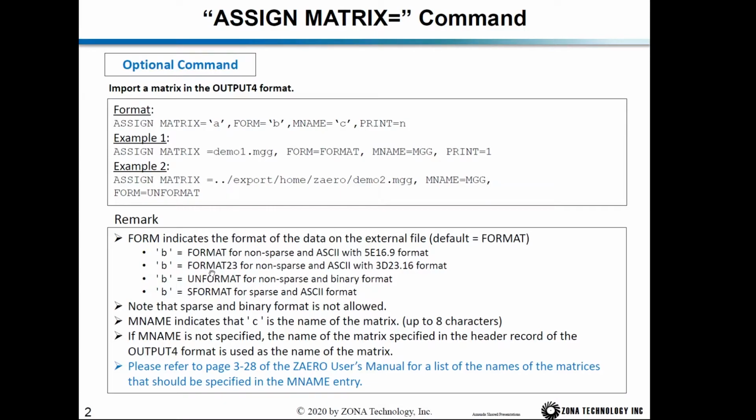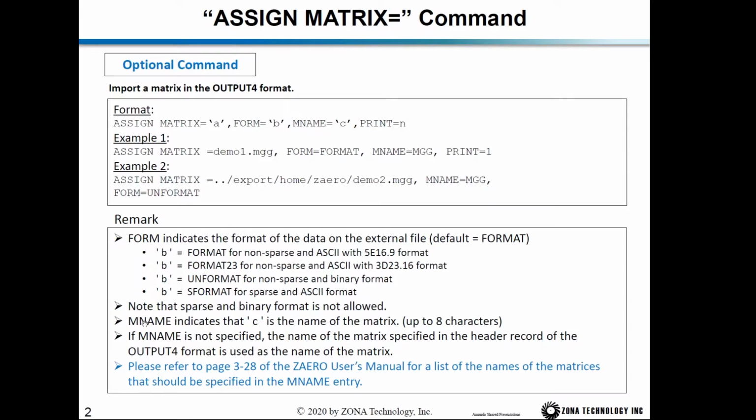If you say format 23, it is also non-sparse and ASCII format, but with the D23.6 format. If you say unformat, it's for non-sparse and binary format. If you say form equals S format, that means sparse and ASCII format. And recently, we added an option: now, the assign matrix can import the sparse and binary format matrices.